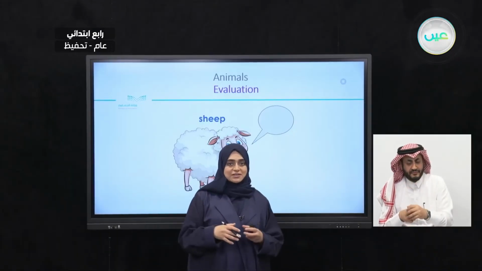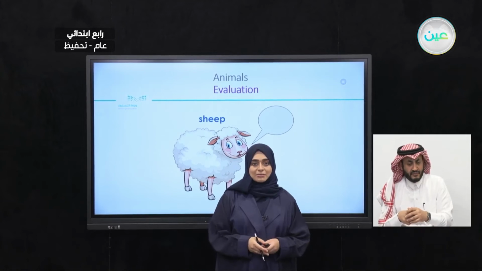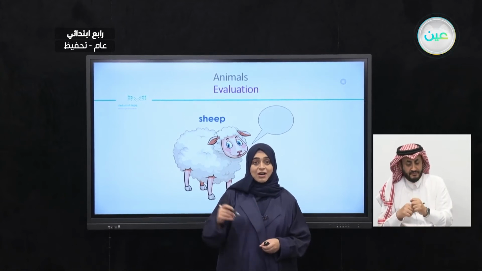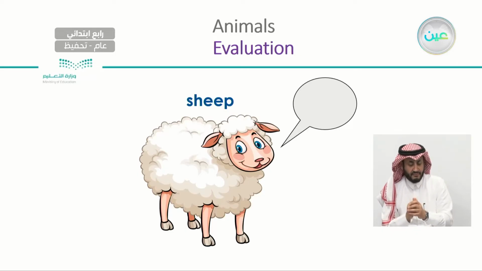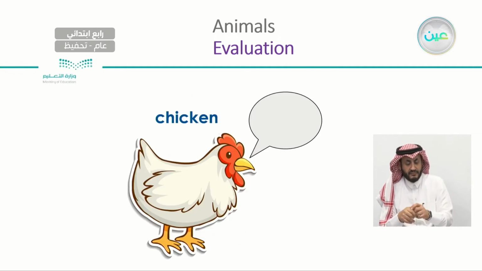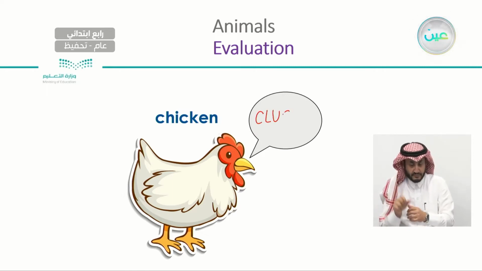And do you know what a sheep is? It's another farm animal. What sound does it make? Baa. Excellent. So just like moo, we have two O's. With baa, we have two A's. Excellent. Baa. And chicken. What sound does a chicken make? Cluck. Excellent. Cluck. C-L-U-C-K. Cluck.